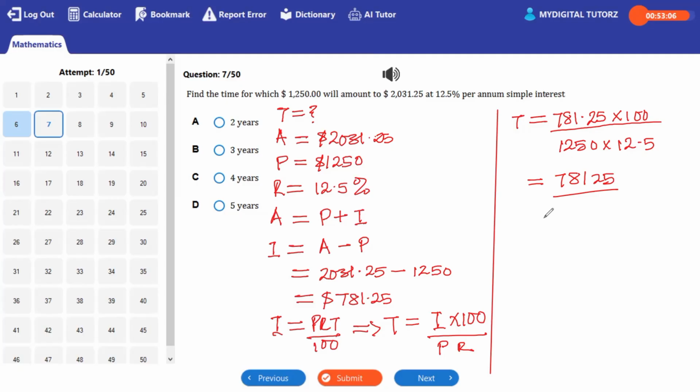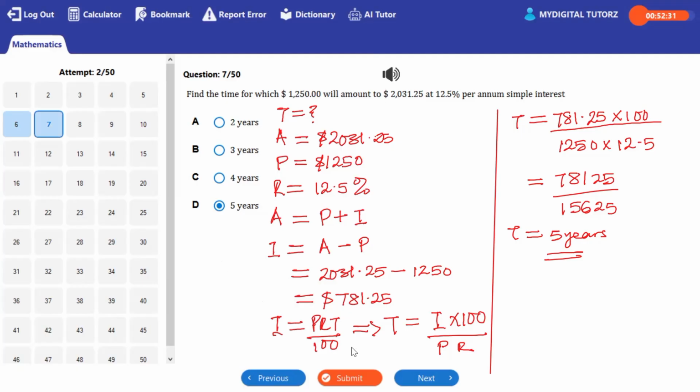When you multiply it together, that should give us about 15625. So when you divide this by this, we are going to have 5. That is 5 years. So the correct option here is option D. I hope we are together. So that is about question 7.